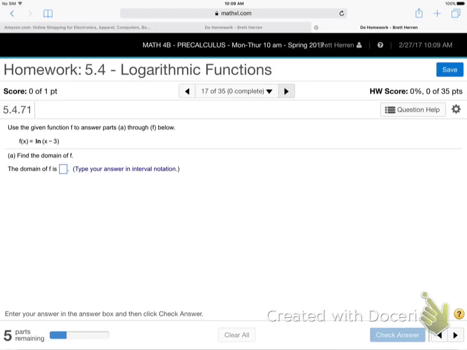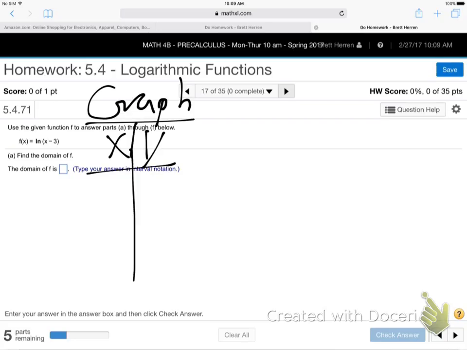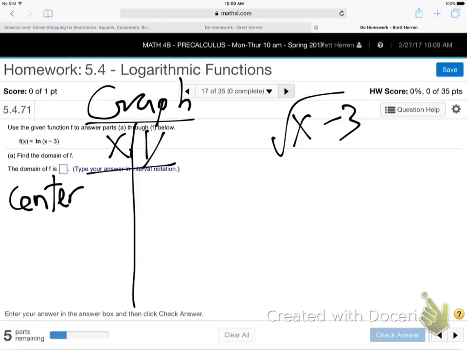All right. So now for the graph. How do we graph it? Let's make an XY chart, like we always do for our graphs, and we start by finding the center point. How are we going to find the center point? Make the inside, x's little world, 0. Isn't that what we do on all of them? If somebody gave you the square root of x minus 3, you'd plug in x is 3, right? Because that would make x's little world 0.